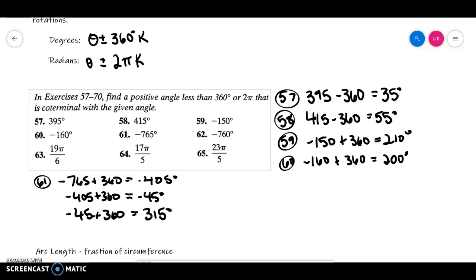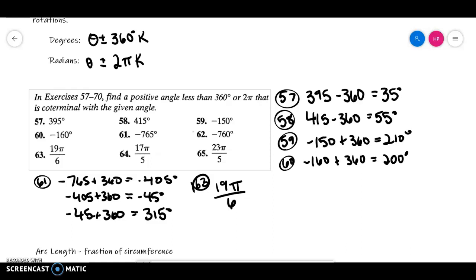So when one subtraction or one addition doesn't get the job done, you just have to do it again and again and again, as many times as you need, until you are again between 0 and 360 degrees. For radians, we'll try 2 of these. So something like 63. If I have 19 pi over 6, I have to figure out what this is and where I stand. So radians are between 0 and 2 pi.